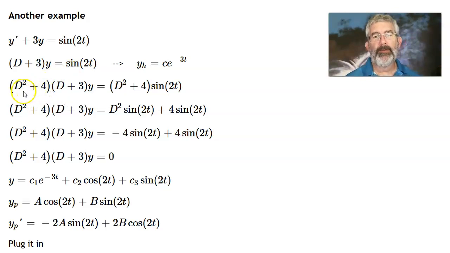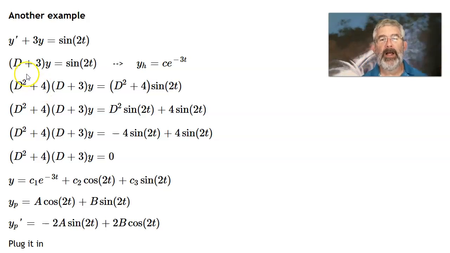And notice I can double check that. If I take the second derivative of the sine of 2t, well, the first derivative would be 2 cos 2t, because there's a chain rule that pulls the 2 out. And then take the derivative again, I'd get negative 4 sine 2t. So negative 4 sine 2t plus 4 sine 2t is 0. So the annihilator of sine of 2t is D squared plus 4.